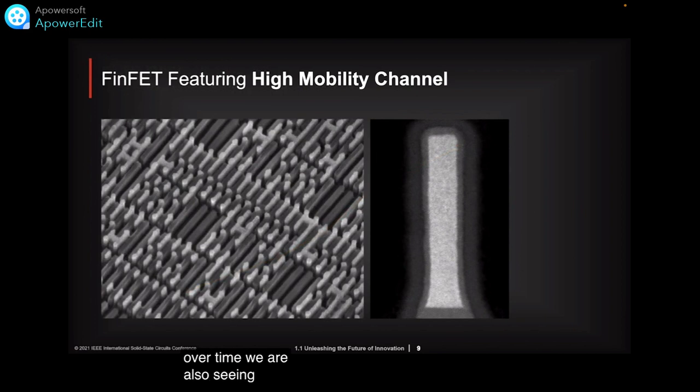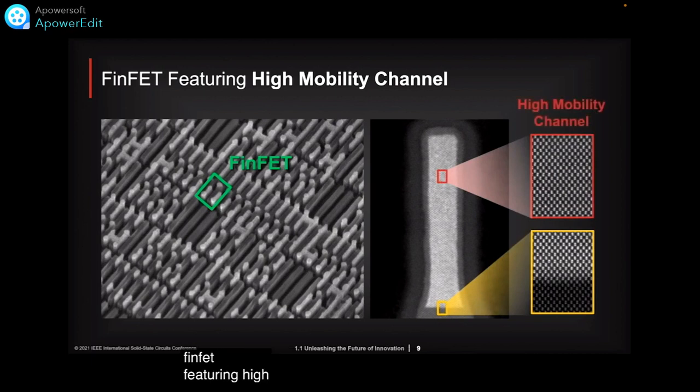We are also seeing some major breakthroughs in new transistor structures and new materials. Unlike earlier generations, when Dennard scaling provided the principal guideline for device performance advancement, logic technologies today utilize a variety of materials and device innovations, co-optimized with circuit designs. Shown here is the first 5 nanometer FinFET featuring a high mobility channel in volume production. This innovation was built on many years of advanced research.